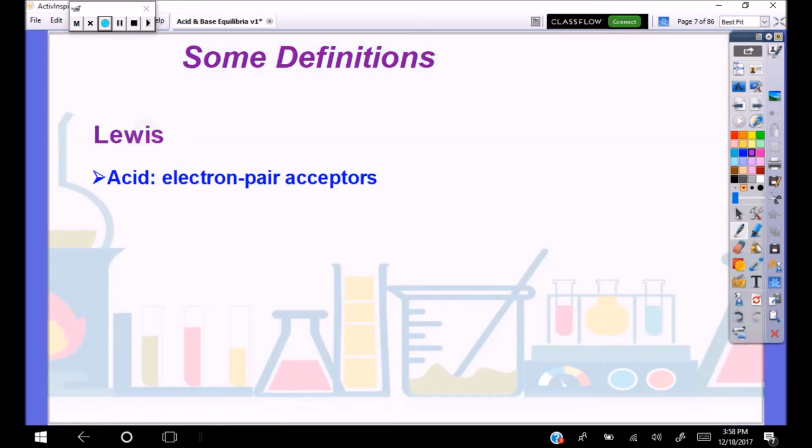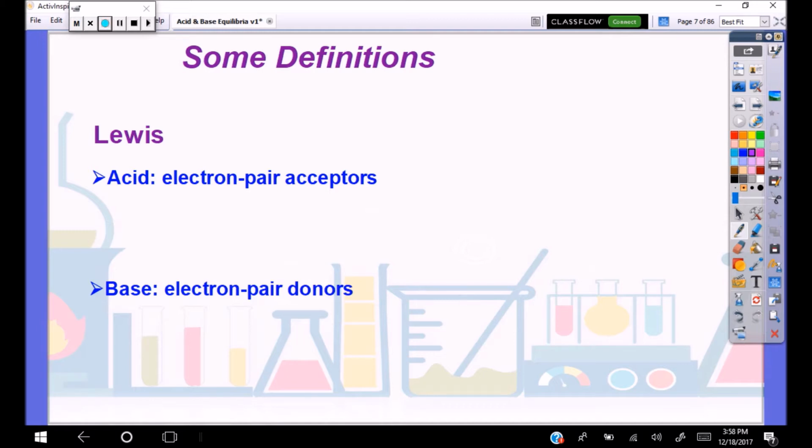We also have Lewis. The Lewis acid definition, we treat this based off of the Lewis dot structures and covalent structures, so you may need to review some of those for this unit and the rules for making those. A Lewis acid is one that is an electron pair acceptor, and a base is considered an electron pair donor.